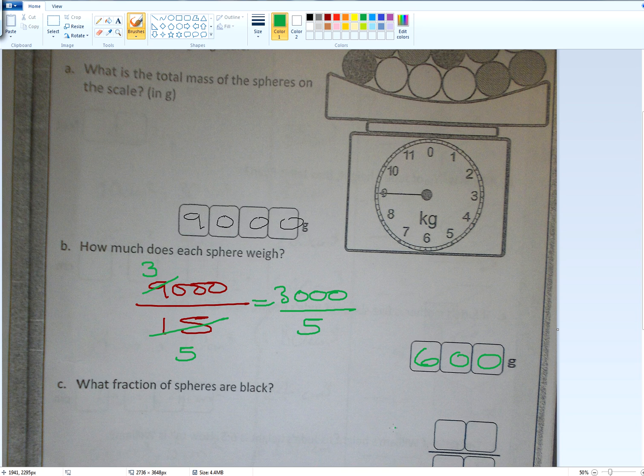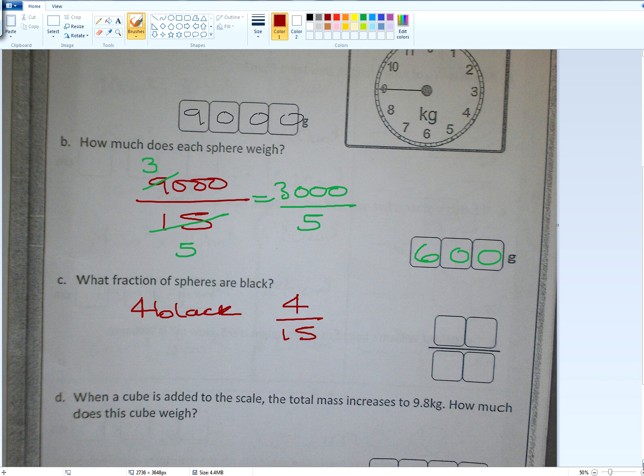Okay. There are 4 black spheres. How many black spheres are there? 4. So it's going to be 4 out of the total. What's the total? 15. Now, can that be cancelled down by the way? No, because both of them don't divide into the same. That's right. So we leave that as 4 over 15. Lovely.